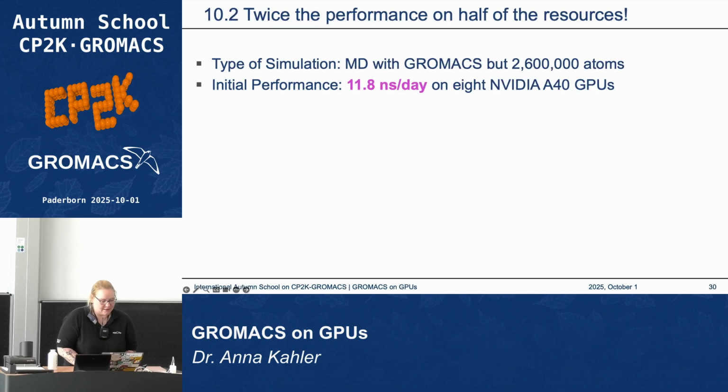The next example is a big MD simulation with 2.5 million atoms. The user came to us. You want to use 8 NVIDIA GPUs, but it only runs 11.8 nanoseconds. What can I do? I have tried so much with these settings, and it doesn't work, and I don't know what to do. And I need this because I need to write my paper, I need these results.